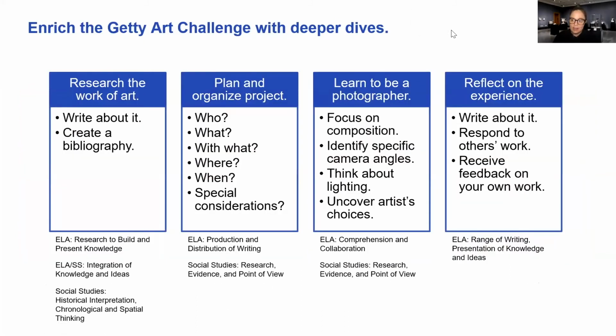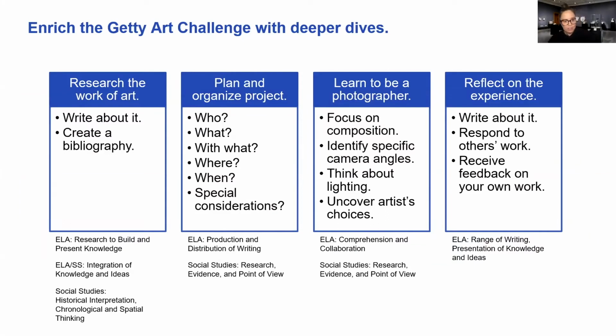And so here I've put ways that you can take each one of those rules in the Getty challenge and you can expand on them and really enrich the challenge and take deeper dives into each one. So for example, research the work of art. I mean, that's rule number one of the challenge. You might be able to take that really far. So you could have them write about it. They could create a bibliography of all the sources.